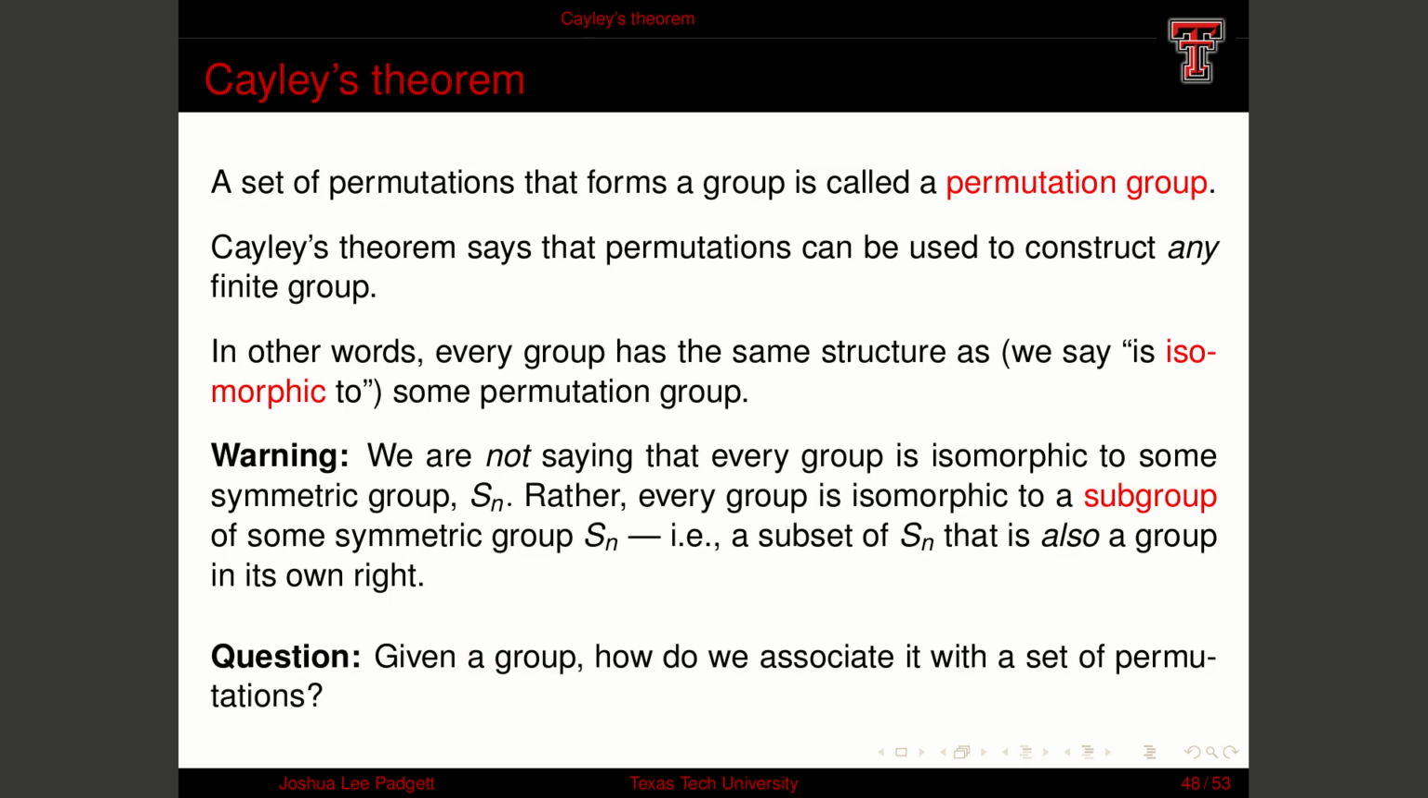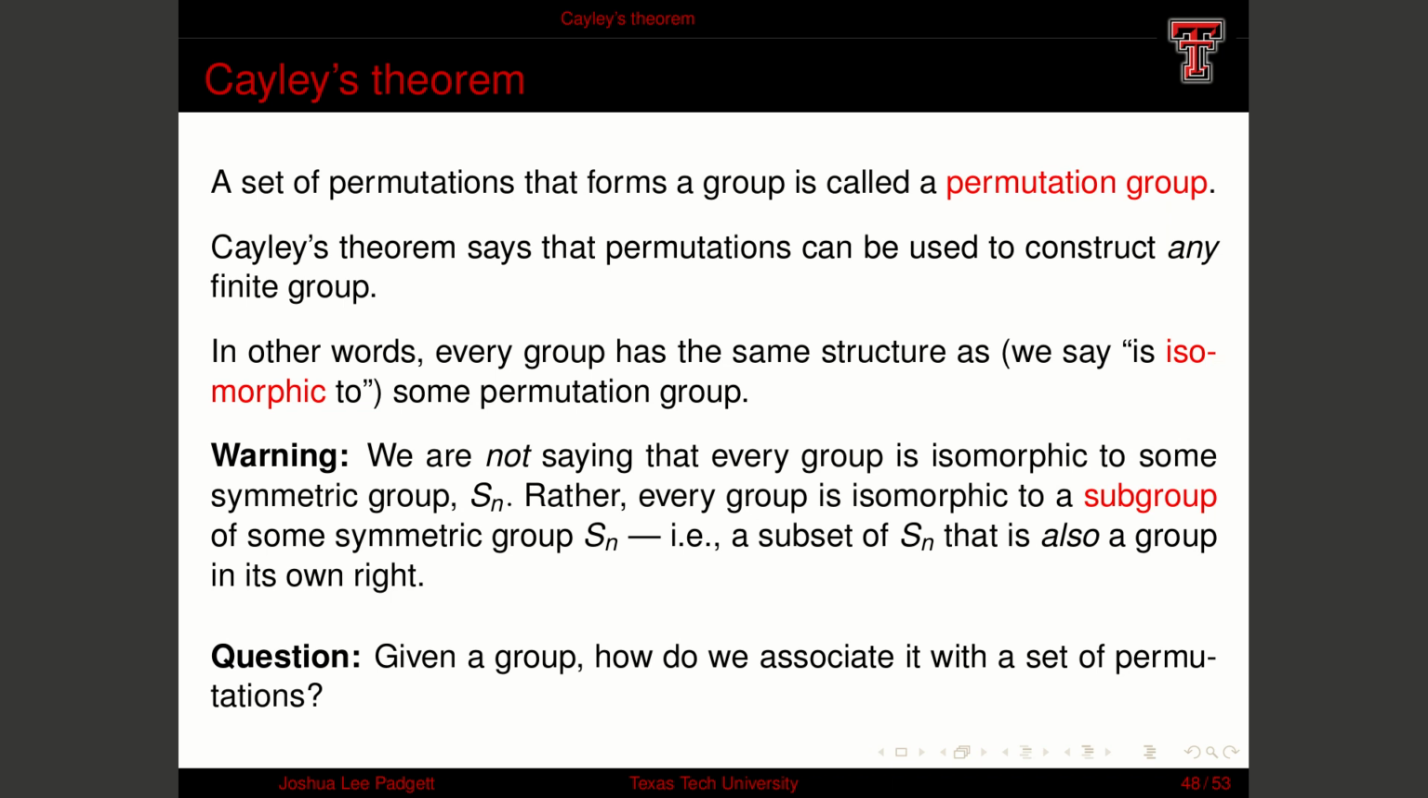All right. So, a set of permutations that forms a group is a permutation group, and we've defined that, and it's called S sub n. Cayley's theorem says that permutations can be used to construct any finite group. So, in other words, every group has the same structure or Cayley diagram as some permutation group.